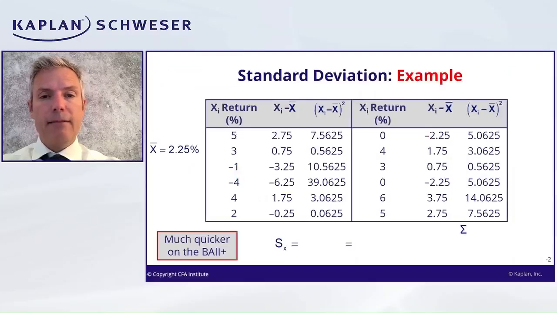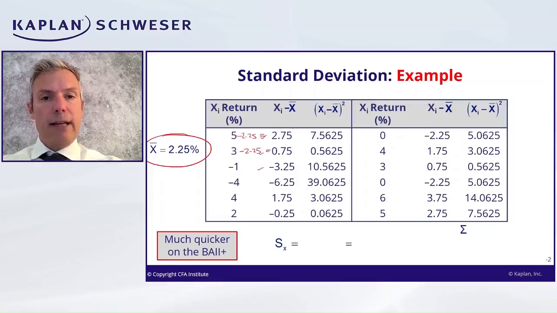So let's think about how you would do that for the data that we're using. There's the data again. All right, you know that the mean that we calculated earlier is 2.25%. All right, so there's your deviations, same as before, by the way. Those deviations are exactly the same as before. 5 minus 2.25 is 2.75. 3 minus 2.25 is 0.75, and so on.